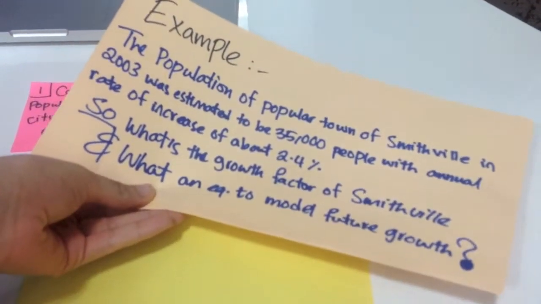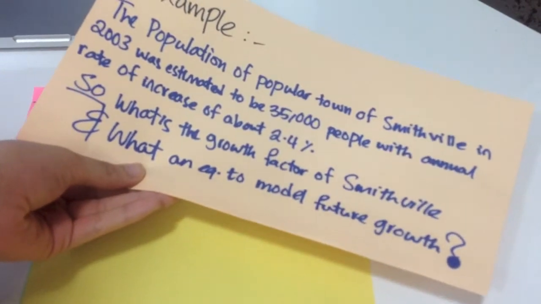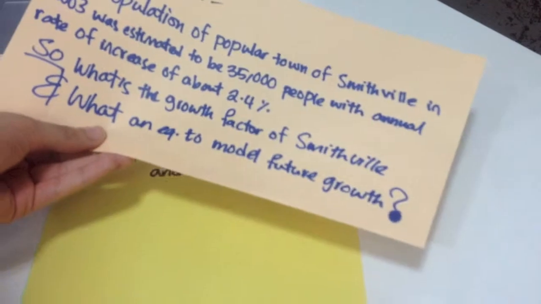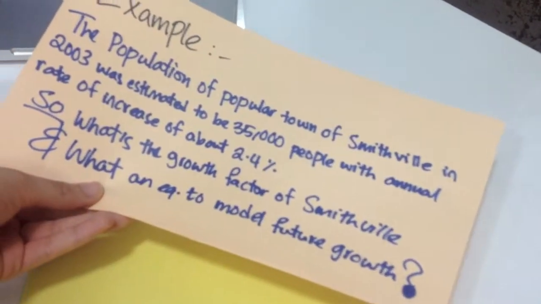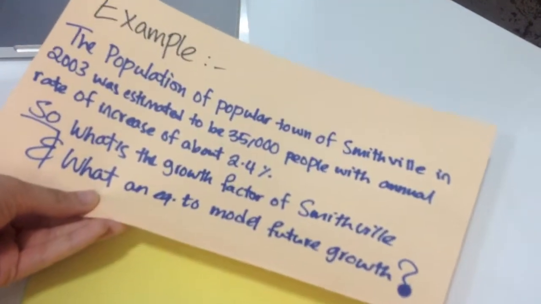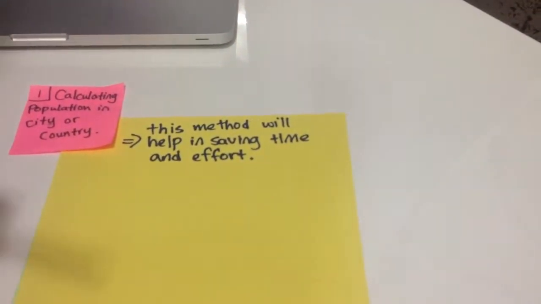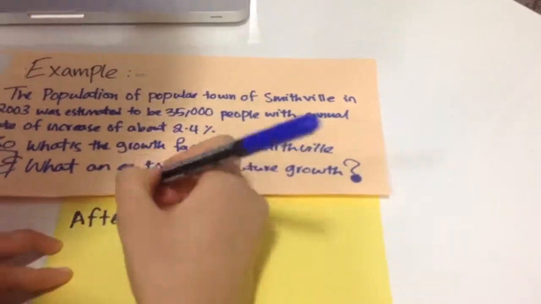Example, the population of the popular town of Smithville in 2003 was estimated to be 35,000 people with an annual rate of increase of about 2.4%. So what's the growth factor for Smithville and the equation to model future growth?